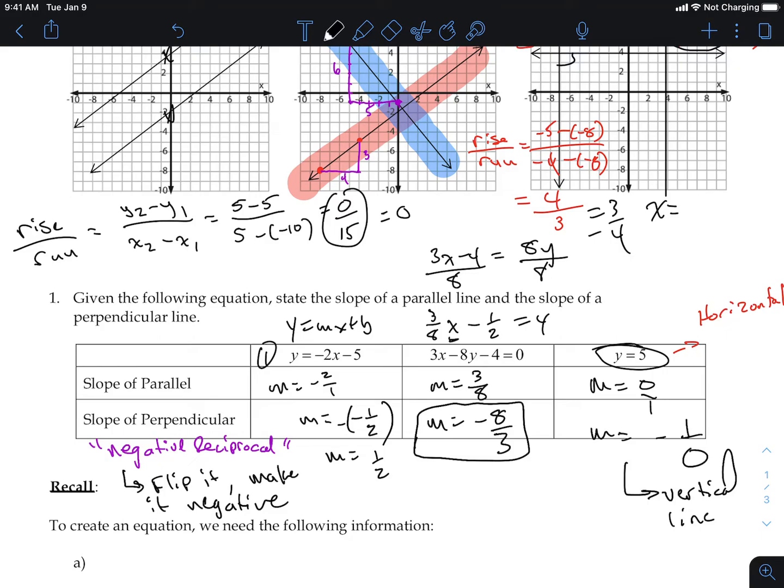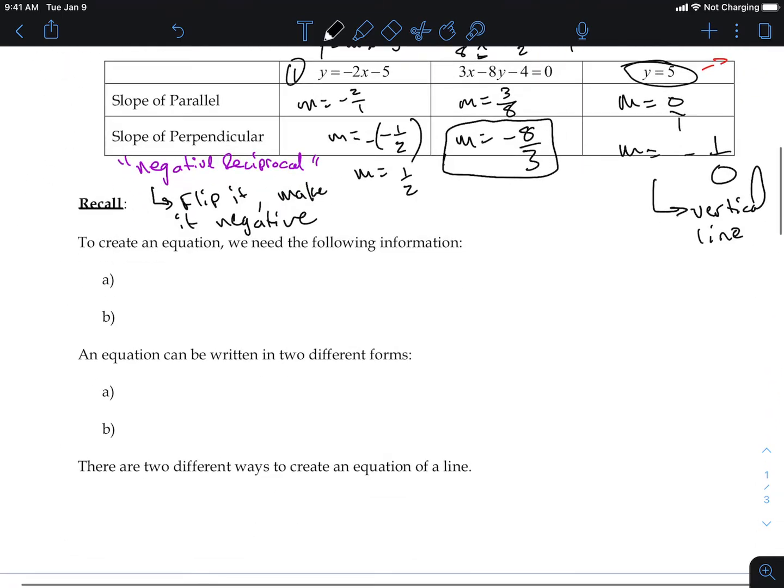Okay. So that's how we know if you have a horizontal line, when you take the negative reciprocal of the slope, 0, it becomes a vertical line, because vertical lines are perpendicular to horizontal lines. Like magic. Okay, so we can still say undefined. Yeah, you can say undefined.